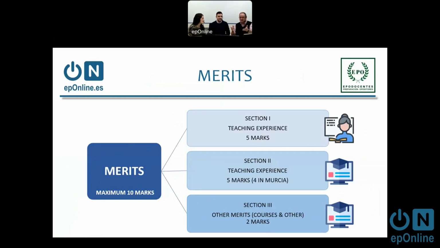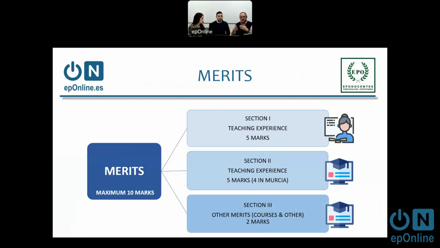And regarding merits, this is something that you can just check out. If you go to the last call in your autonomous community, you can see the different things that they consider. We will see that in detail in class, but you can keep checking the courses and any other further experience that you might have. Basically, it's 3 blocks: teaching experience.